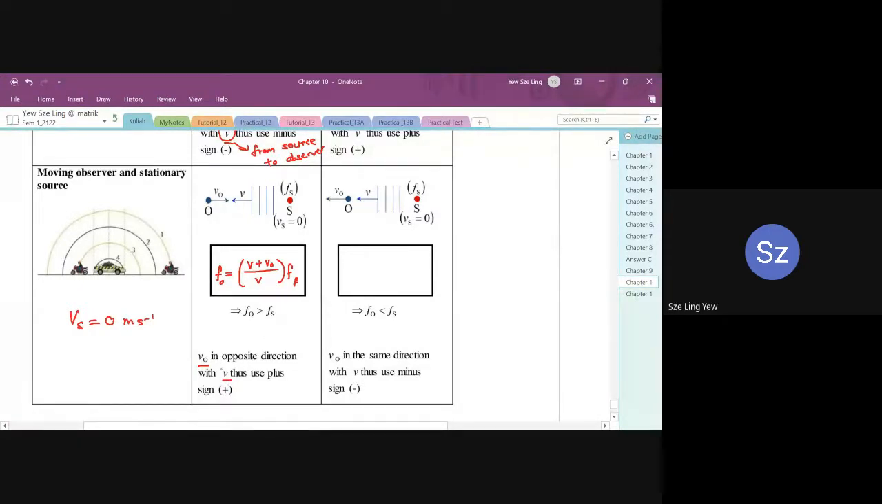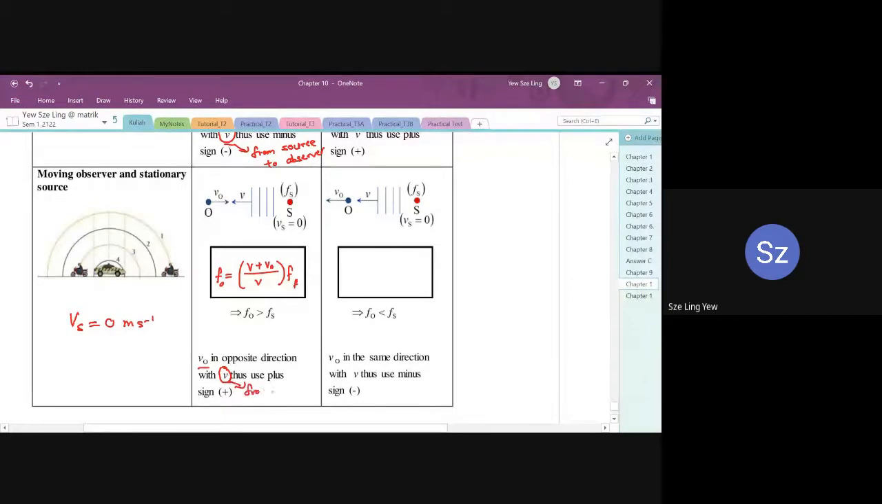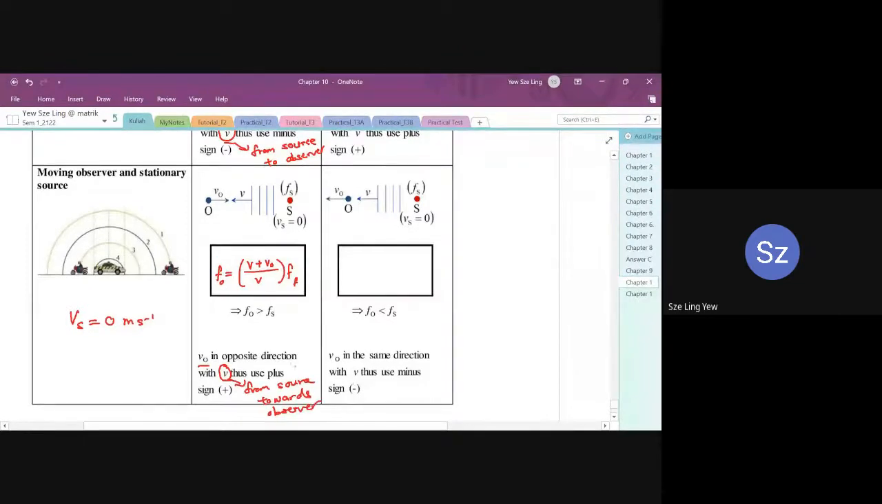So again, this V does not depend on the motion. It just looks at the position of the source and the position of the observer. The direction of V is always from source towards observer. So you need to know how to determine the direction. If the observer moves towards the source, your VO and V are in the opposite direction, so you use a positive sign. Same direction, you use a negative sign. So V minus VO divided by V, Fs.